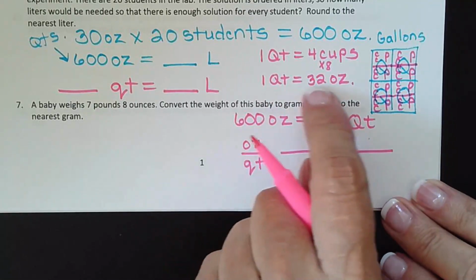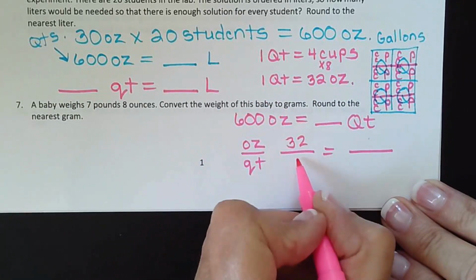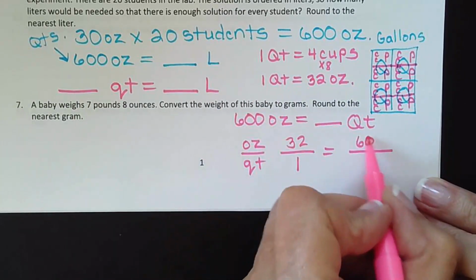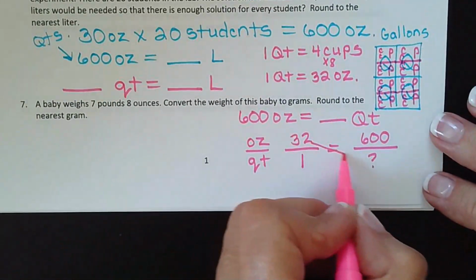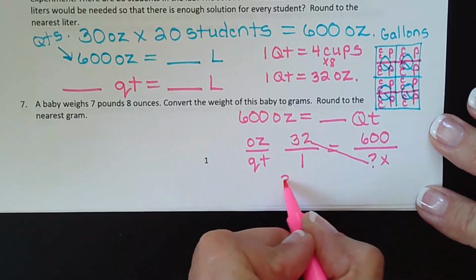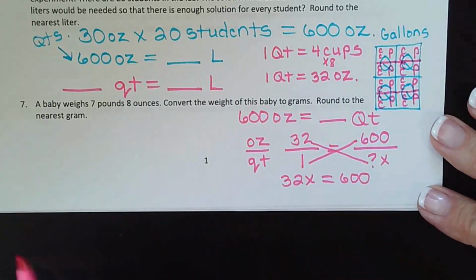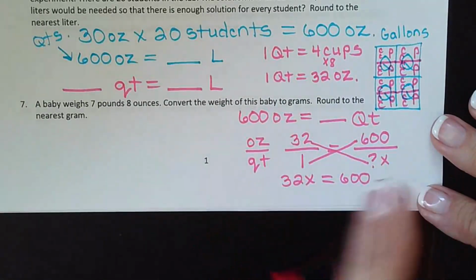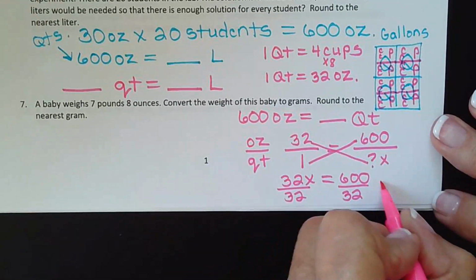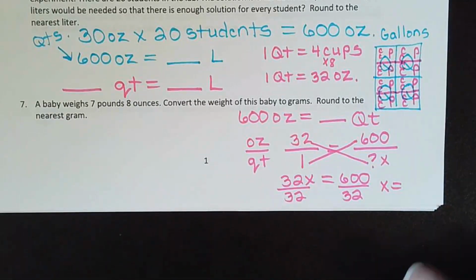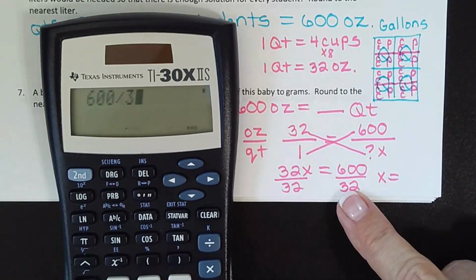So first we use from our formula sheet, 32 ounces, 1 quart. We want to know 600 ounces is how many quarts. So we get 32 times x equals 600. Divide both sides by 32. And x equals, so 600 divided by 32. I'm sure it's not going to go in evenly.